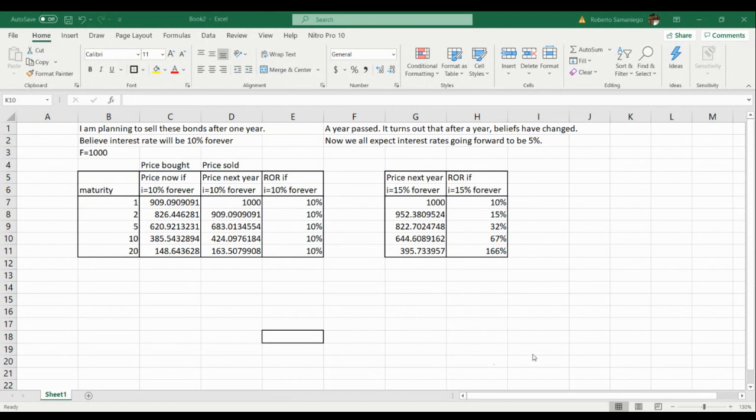Any questions or comments about this table before I turn back to the whiteboard to discuss this?